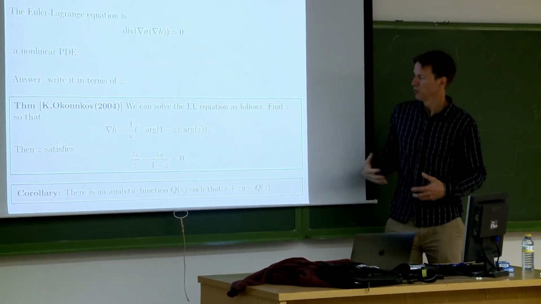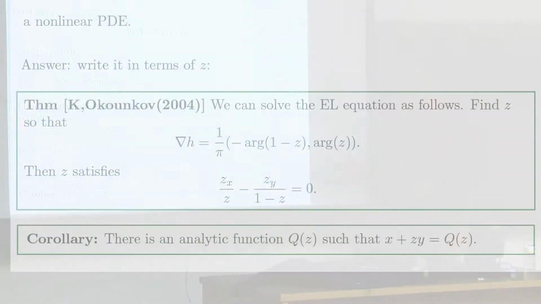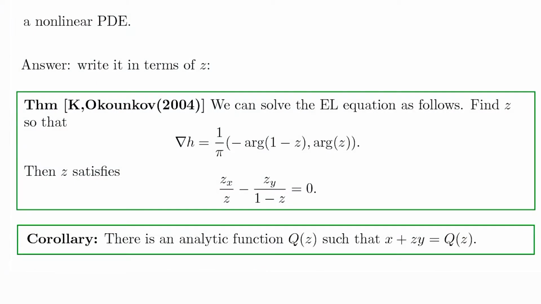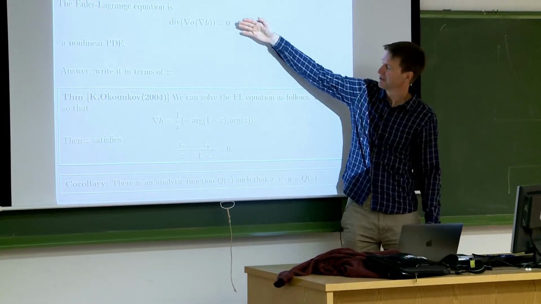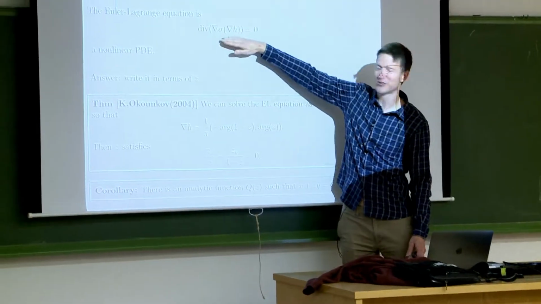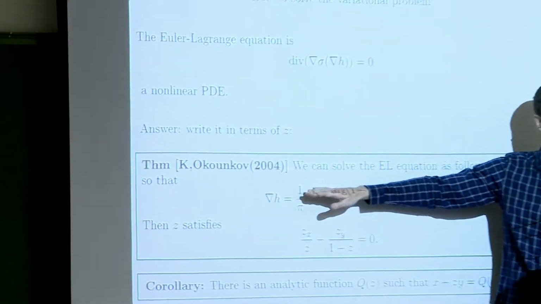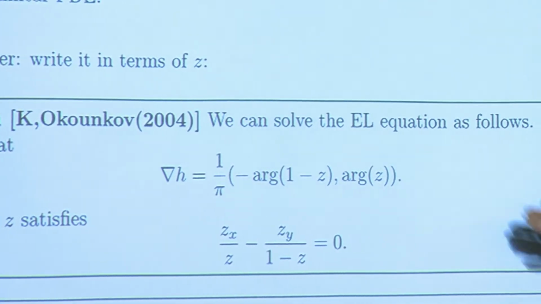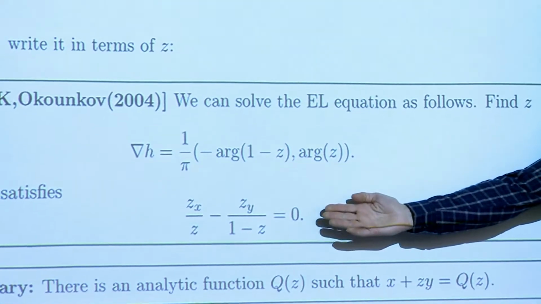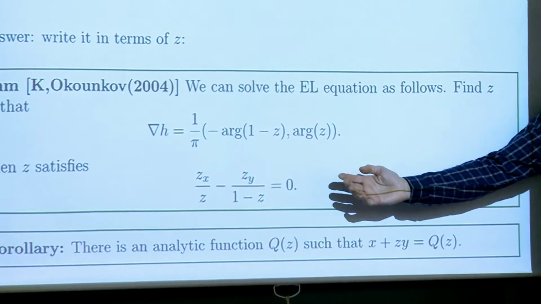And so you can parameterize solutions to this variational problem with analytic functions Q, just like in the Weierstrass parameterization of minimal surfaces. So that was really a surprise. I mean, there were 4 years between us writing down this thing and discovering that we could actually parameterize solutions with analytic functions. And the equation is even simpler than the minimal surface equation.